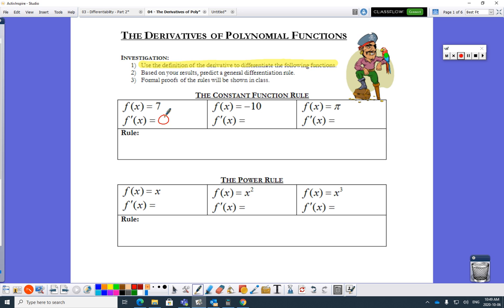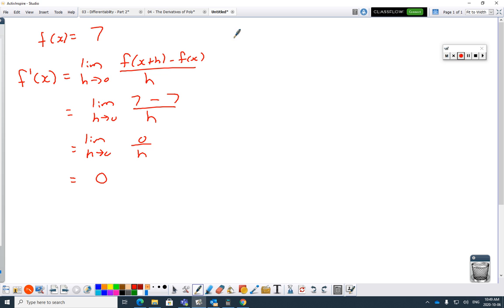What does the function look like? f at x equals 7. It's just a horizontal line. Its derivative is 0. Of course it's 0. Yeah? Okay. Do another one. f at x equals negative 10. Same thing. Got to do it smaller if I'm going to fit these in. f at x equals negative 10.